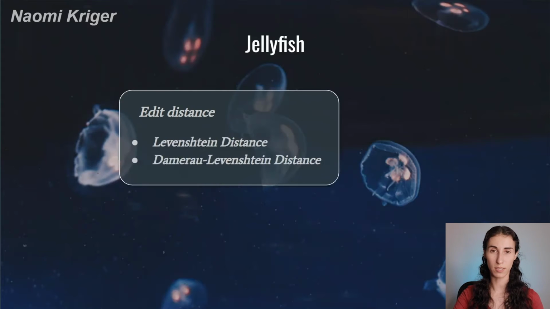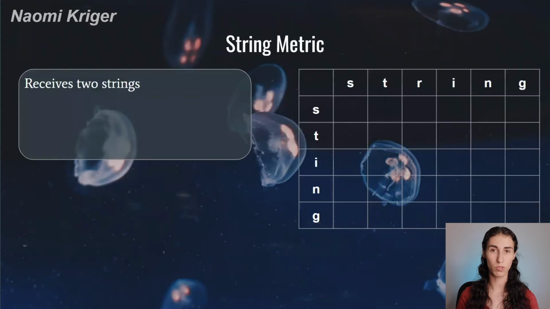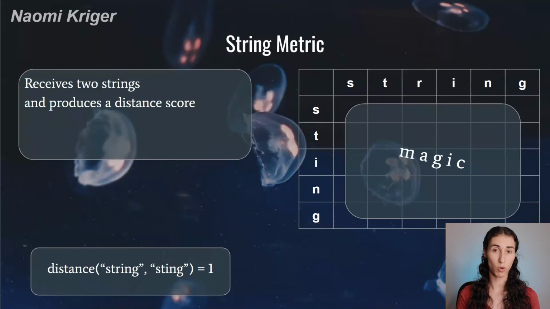So under edit distance, we will learn about Levenshtein distance and the Damerau-Levenshtein distance. But before doing so, I want to introduce a definition of string metric. A string metric receives two strings and produces a distance score by applying some sort of magic, as you can see. Now, both Levenshtein distance and the Damerau-Levenshtein distance are different types of string metrics, each of them with slightly different logic to calculate the distance score.